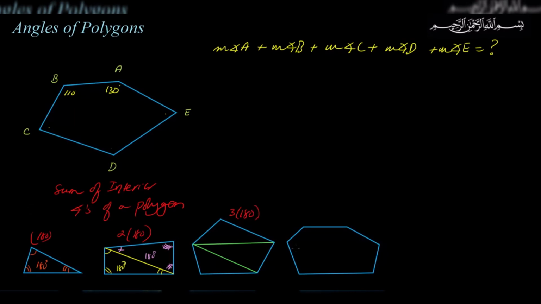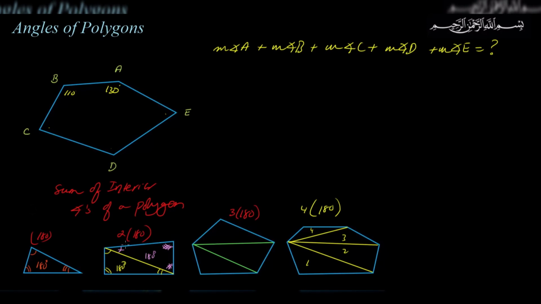Okay, so how about this? So I do this. This is a hexagon. It's a funky looking diagonal there, but you get the idea, right? So here we go. This is a hexagon. So how many triangles do I have? 1, 2, 3, 4. That's 4 triangles. 4 times 180 degrees. So I'm getting a pattern over here, right?